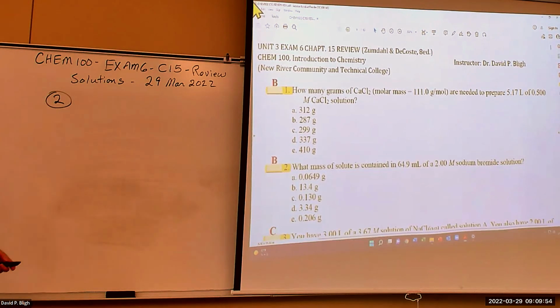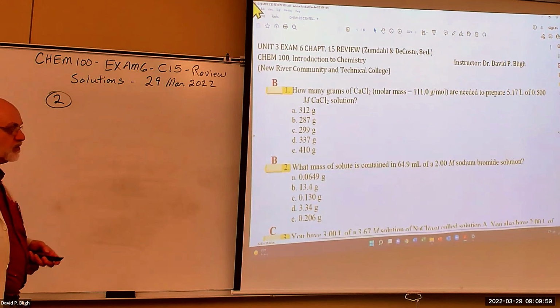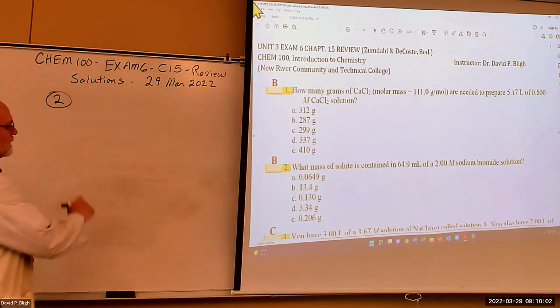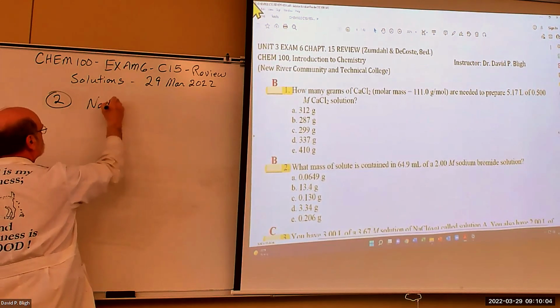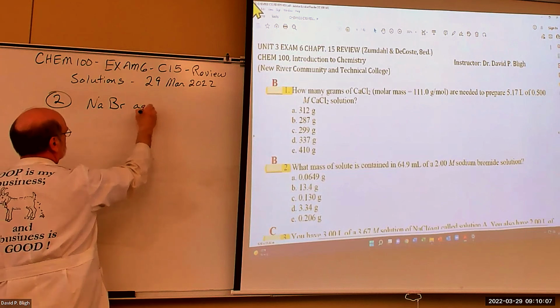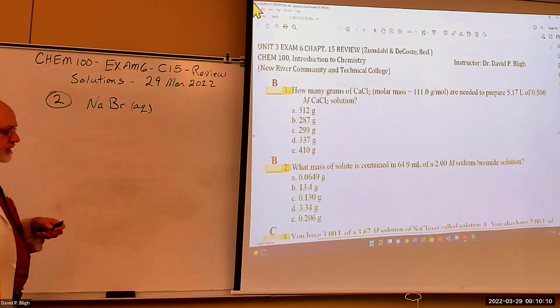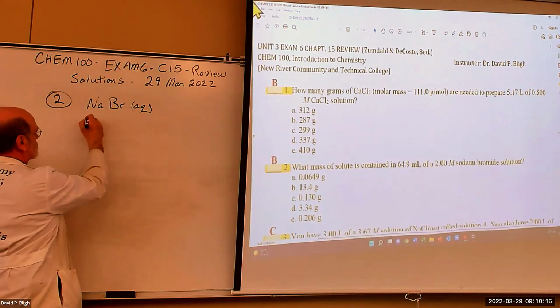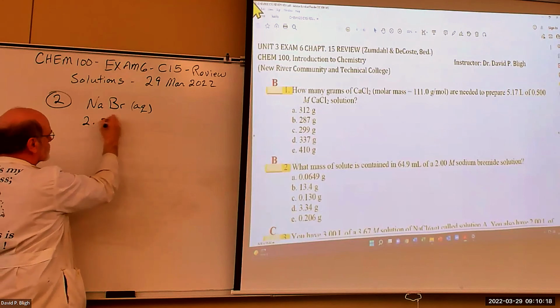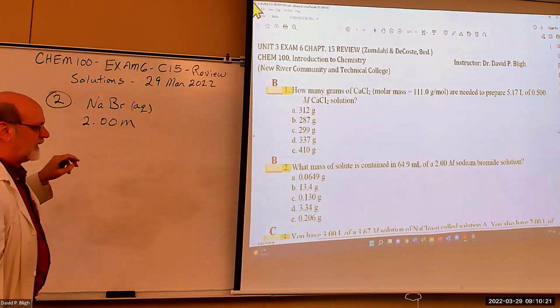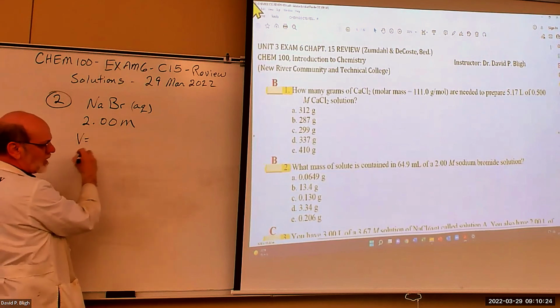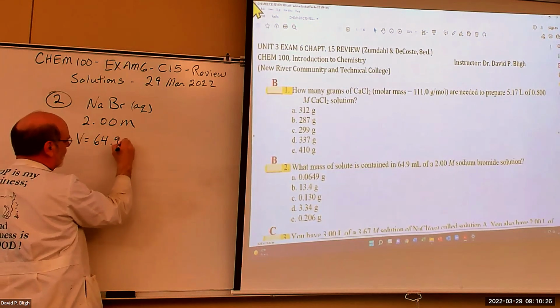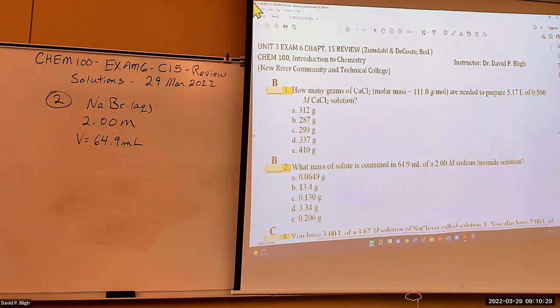Number 2. What mass of solute is contained in 64.9 milliliters of 2 molar sodium bromide solution? So we know we have sodium bromide solution, and for simplicity, we'll just call it aqueous. And we know that this is 2.00 molar, and we know we have a volume of 64.9 milliliters. That's everything we know. Now the question is, what's the mass?